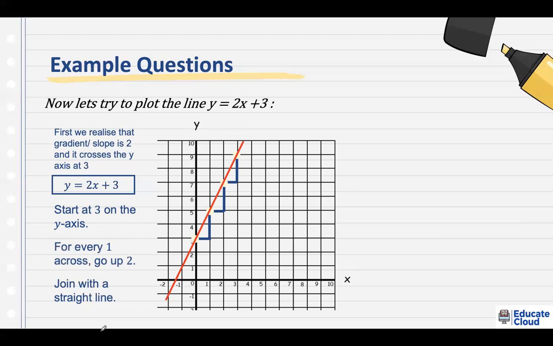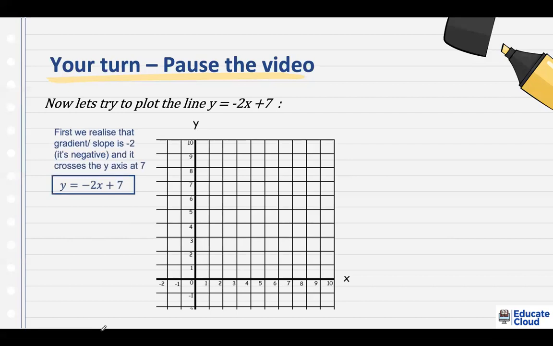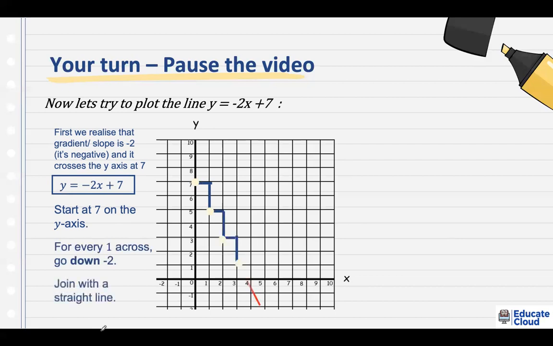Okay, so pause the video and have a go at this one now. Just have a grid in front of you. Firstly, realize that the gradient is -2 and the y-intercept is 7. So we're going to start at 7. And here the gradient is -2, which means for every 1 across, we must go 2 down. And then just join all those points up.